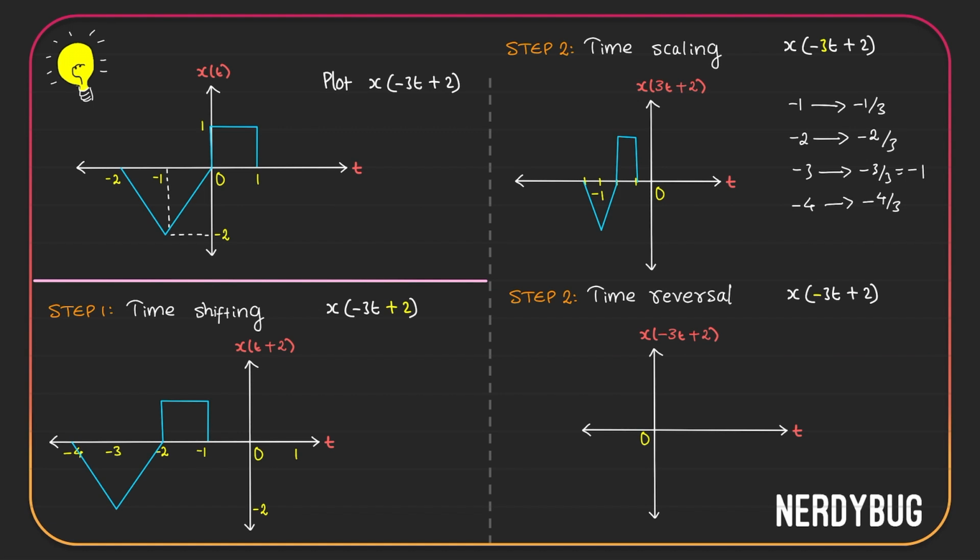The next step is to do time reversal. That is, I will be considering the negative sign over here. So I have x of 3t plus 2. I need to plot x of -3t plus 2. All I have to do is time reversal. And what is time reversal? Whatever happened on the positive side over here will now happen over here. Whatever happened over here will now happen over here. So since we had -1 by 3, -2 by 3, -1 and -4 by 3 here, to do time reversal, I will have to mark positive 1 by 3, 2 by 3, 1 and 4 by 3. The graph will finally look like this.